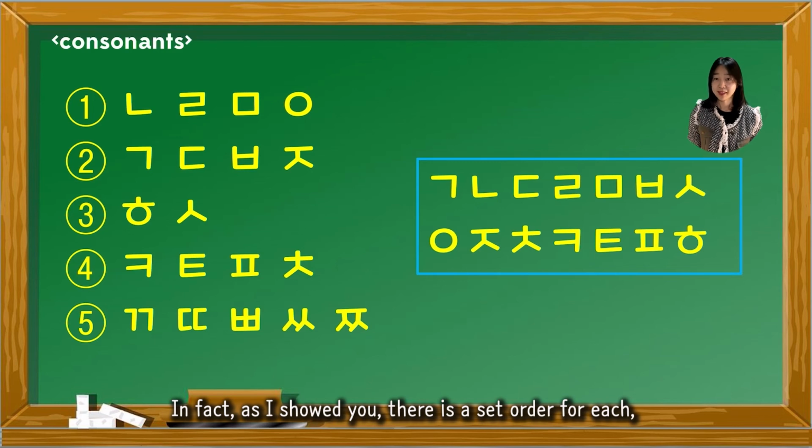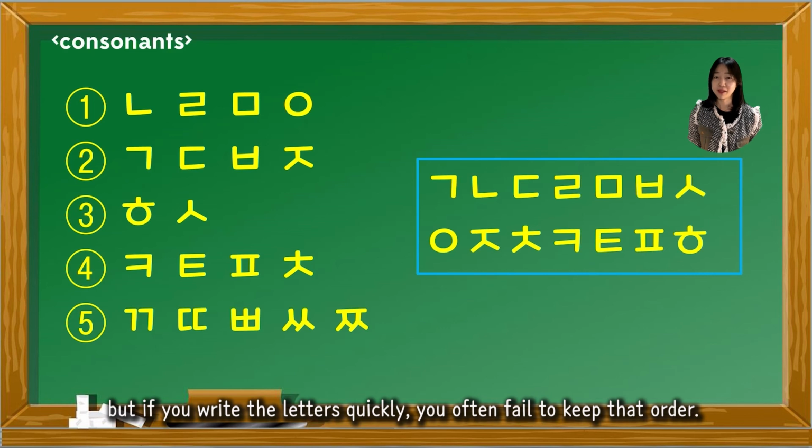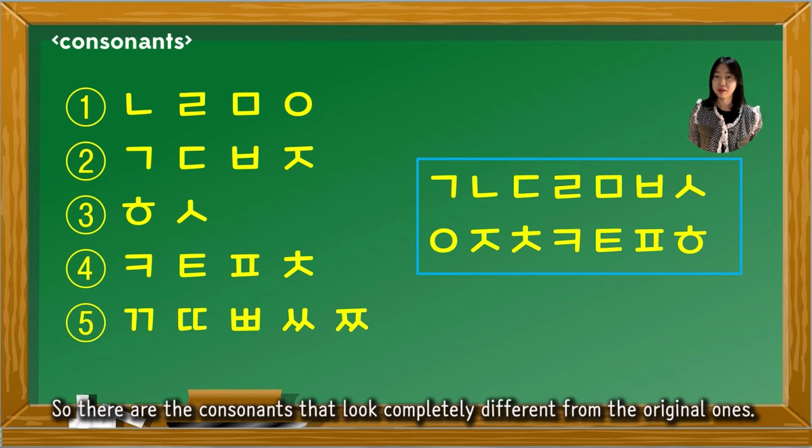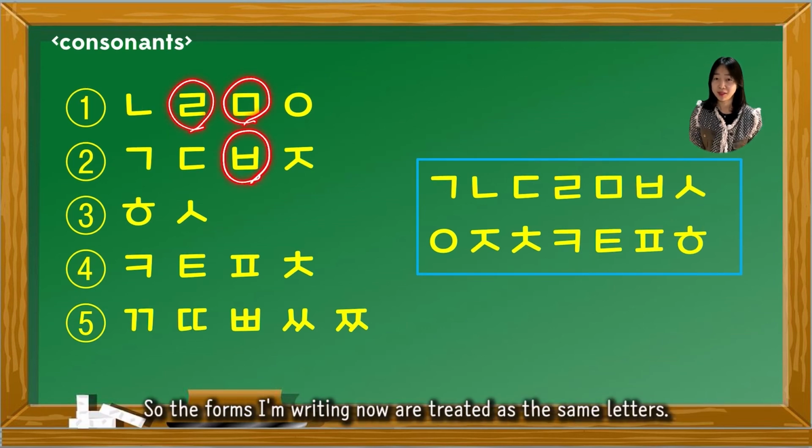In fact, as I showed you, there is a set order for each, and there is no specific cursive writing style in Korean. But if you write the letters quickly, you often fail to keep that order. So there are consonants that look completely different from the original ones. These are mainly written in that way. So the forms I'm writing now are treated as the same letters.